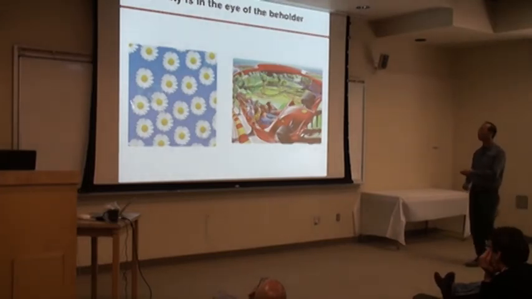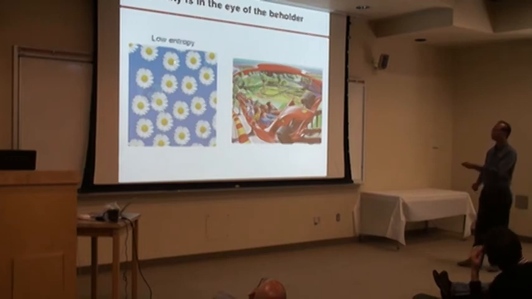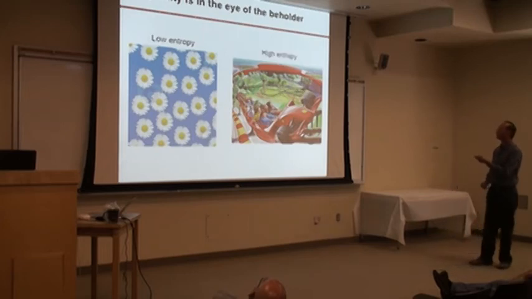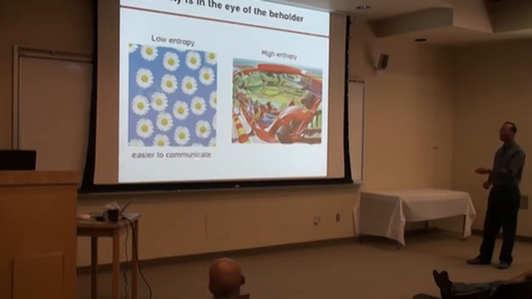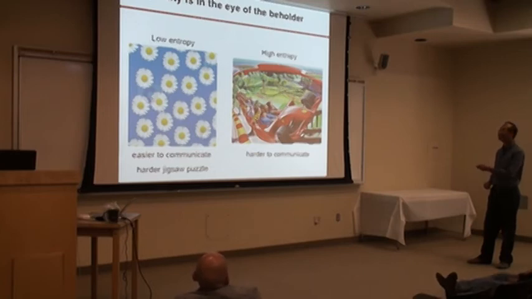Okay, so let's look at the picture again. We have two images here. This one, as everyone agrees, whatever entropy measure you use, is low entropy. This one is high entropy. So this picture will be easier to communicate because you need fewer bits to compress it. This picture will be harder to communicate. But if you think about this as a jigsaw puzzle, it's a harder jigsaw puzzle. If you think of this as a jigsaw puzzle, this is the easier jigsaw.